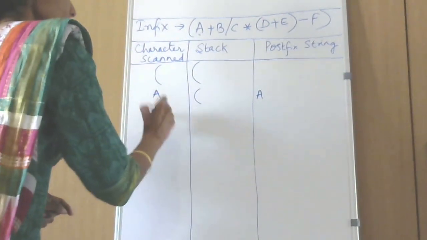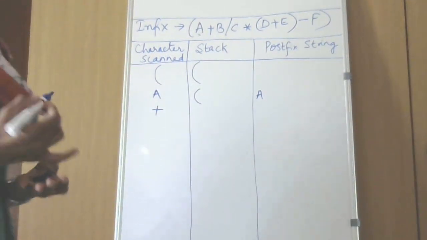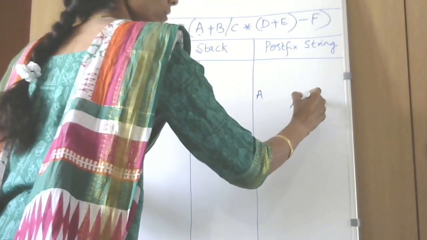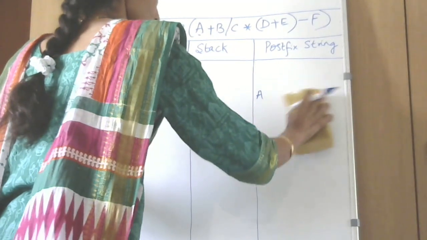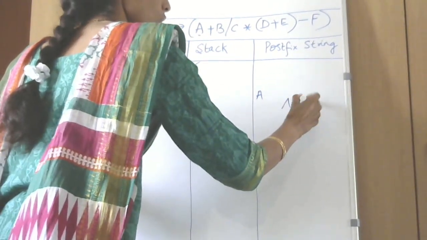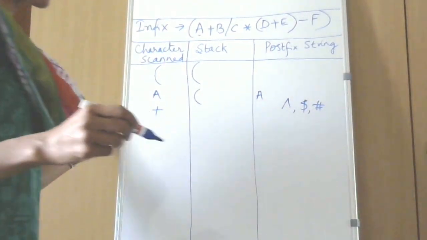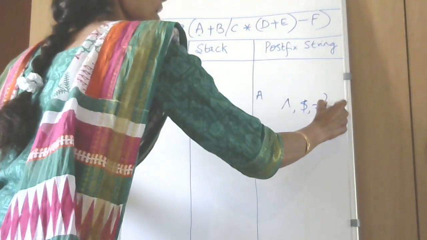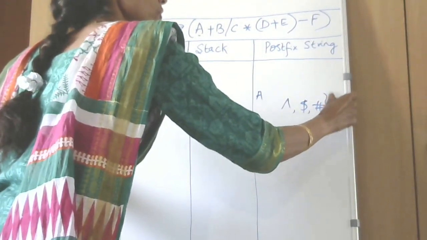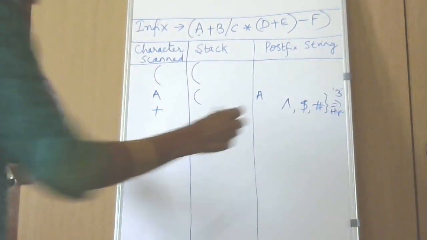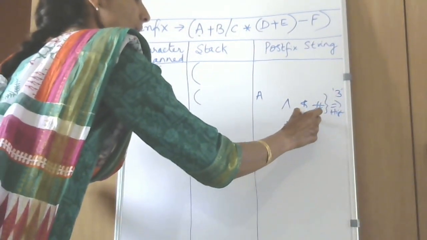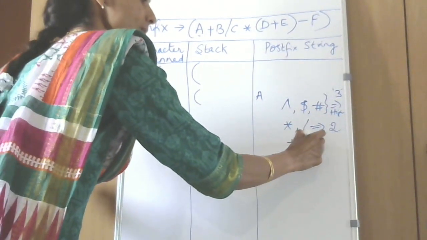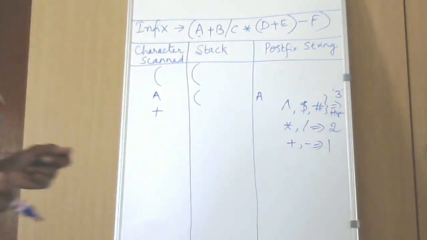Whenever we encounter an operator, we are going to use the precedence rule. For instance, the exponential operator, dollar or this hash, most of these expressions will have the exponential operation. All this will have the highest priority. Let us say priority is 3. Then comes your star and slash. This will have the next highest priority, let me call it 2. Then you have plus and minus, which have the lowest priority. Let me call it 1.